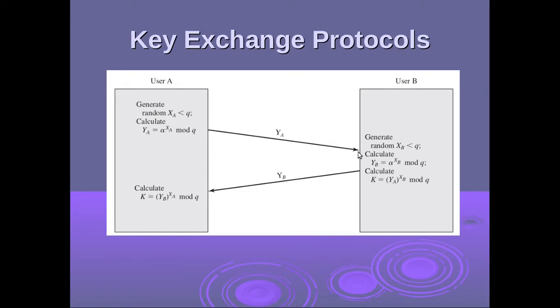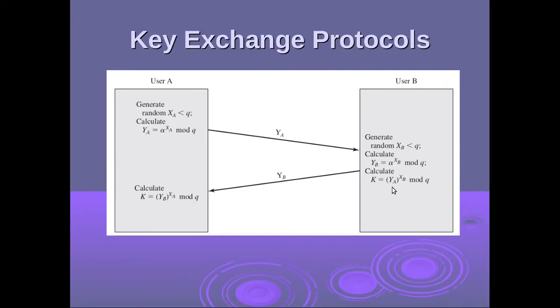On receiving this public key value, user B generates a random value XB less than Q, that is also kept secret. This is the secret value of user B. Then calculate the public value or public key YB. YB is equal to alpha to the power XB mod Q. Then that YB will be transmitted to user A.